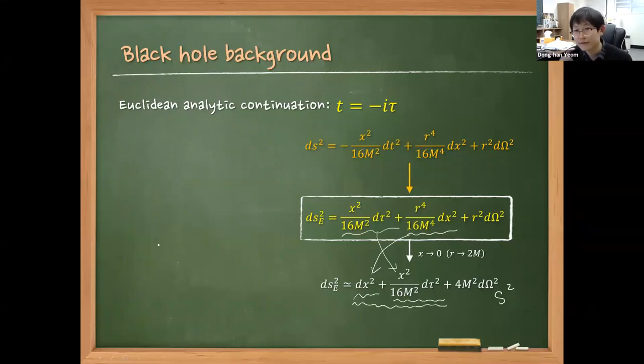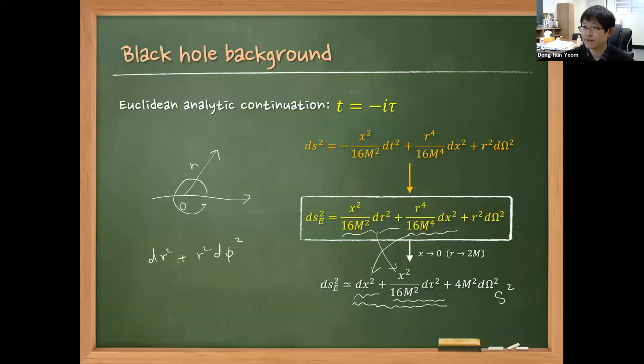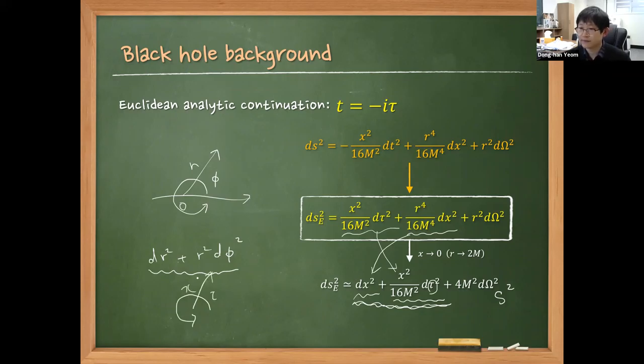The very simple explanation of the polar coordinates of the space is nothing but dr squared plus r squared d phi squared. This is the polar coordinate r. Here is the center, and this is the angular direction. So by comparing this and this, it's very, very similar. Indeed, it's very similar. And if you choose the angular variable, this means that now tau is somehow the angular variable, and x is the radial variable. And if you choose tau nicely, then the period of the tau direction can be exactly 2 pi.